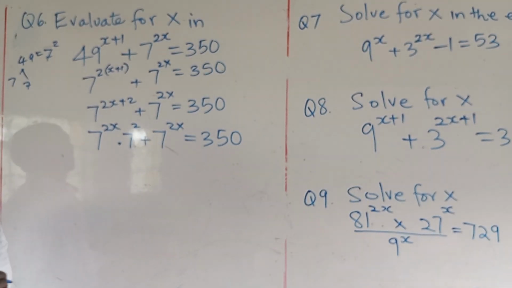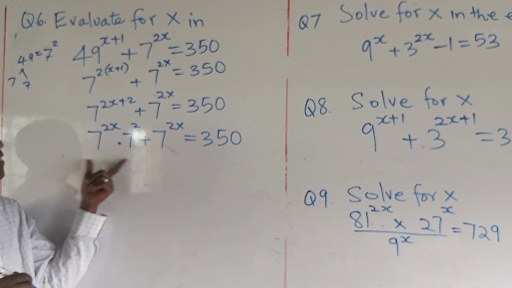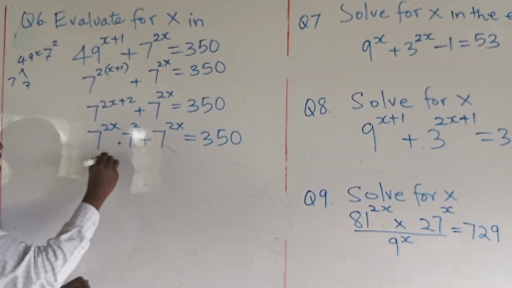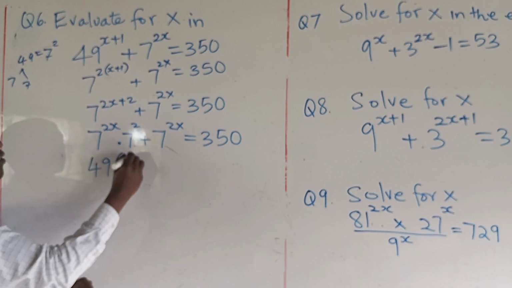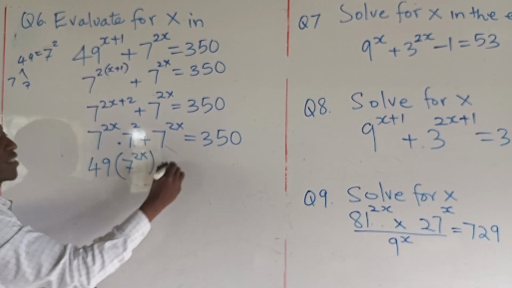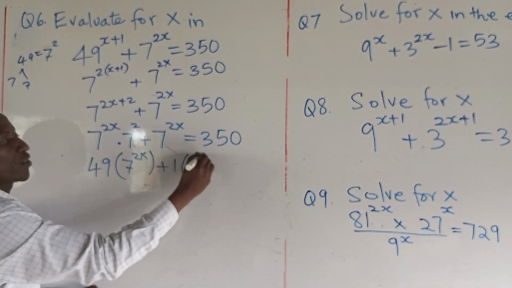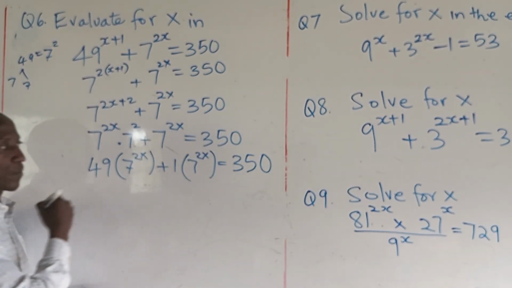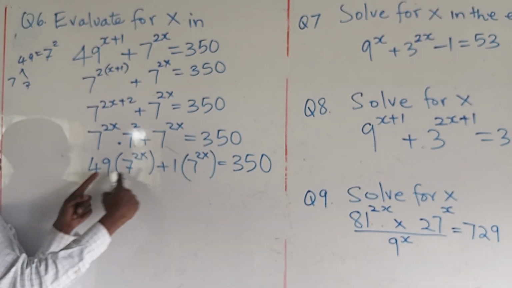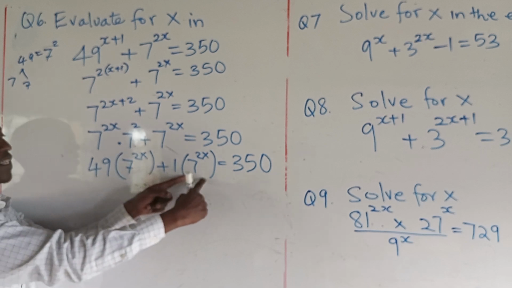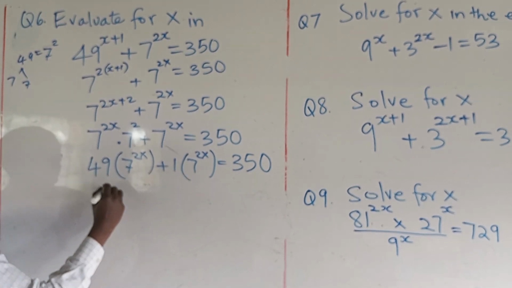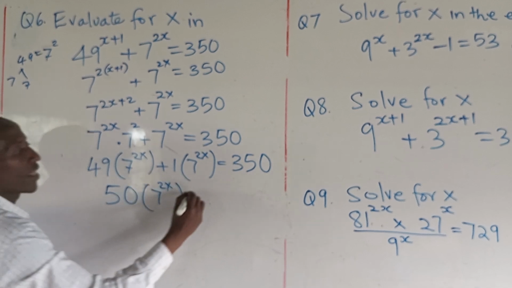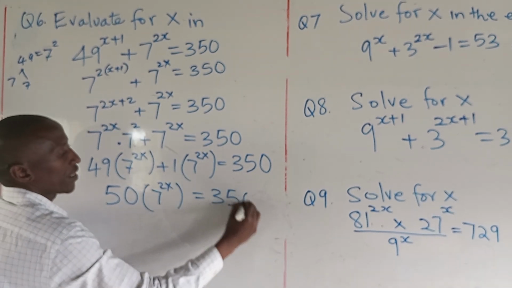Now with that, we are able to see that this is equivalent to 49 of the items called 7 to the power 2x plus one item called 7 to the power 2x, and that comes to be 350. So 49 of this plus 1 of this, these are like terms, so this comes to be 50 items of 7 to the power 2x, and that comes to be 350.